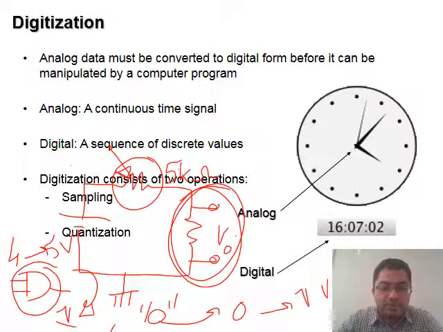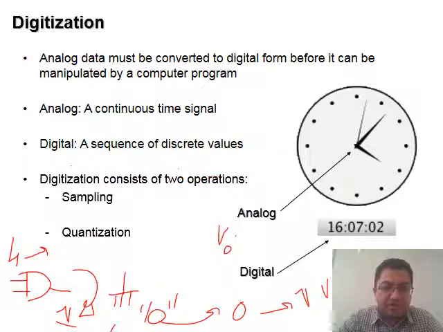The digitization process consists of two operations. The first one is called sampling and the second one is called quantization. So to convert something from analog to digital, you have to do sampling and then you have to do quantization. And this is what we will explain next.